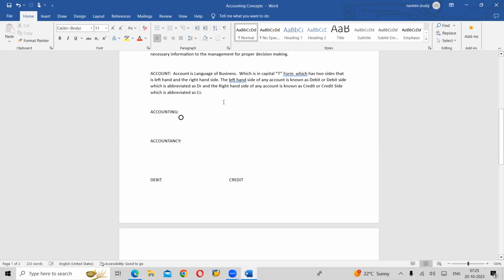Here we will have n number of rules, principles, concepts in this particular language, right? How to learn this language, the process of learning accounts is known as accounting. Whatever rules, regulations, how to write a journal entry, how to prepare ledgers, a trial balance, a P&L account, a balance sheet, whatever rules and principles we learn, that we call accounting, the process of learning.